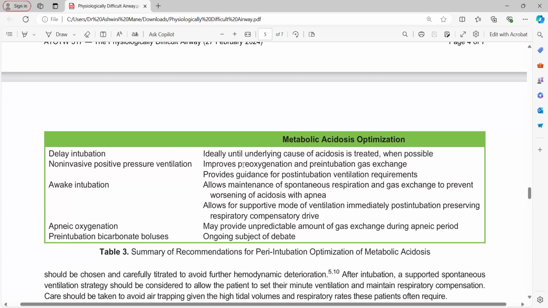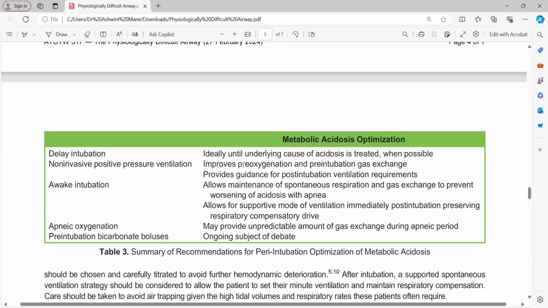Then the third one is awake intubation. It allows the maintenance of spontaneous respiration and gas exchange to prevent the worsening of acidosis with apnea. It also allows for supportive mode of ventilation immediately post intubation, preserving respiratory compensatory drive. Then the fourth one is apneic oxygenation. It may provide unpredictable amount of gas exchange during apneic period.